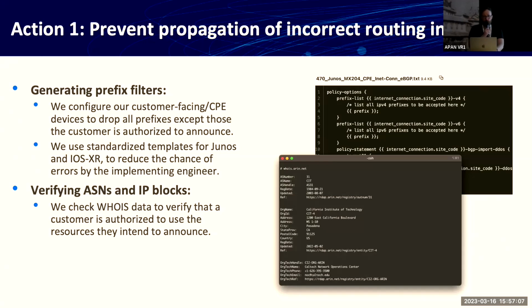And then of course, the other part of action one is verifying that your customers actually hold the ASNs and IP blocks. So we just check who is for that.